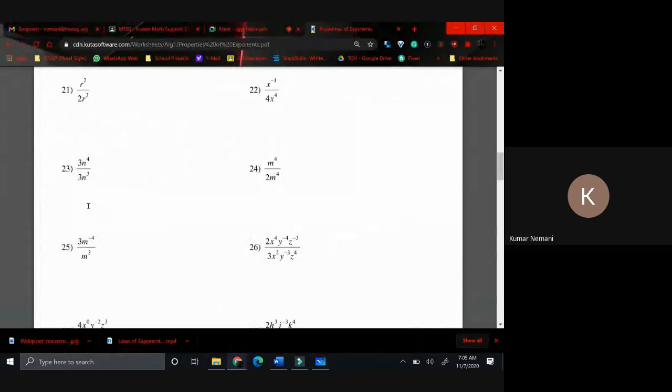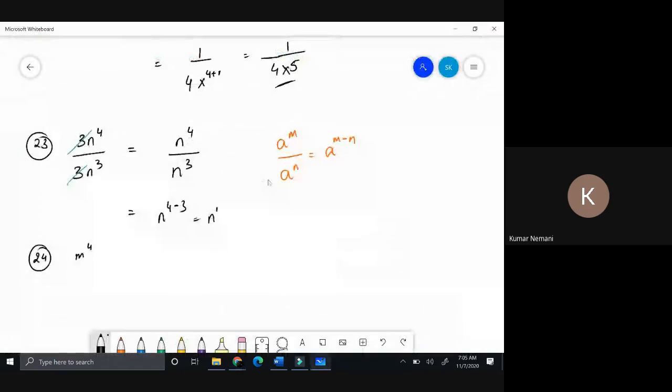25. Oh, I think you have 24. m power 4 divided by 2 m power 4. So now I'm going to split this and multiply and divide m power 4 by m power 4. You know that if the numerator and denominator are the same, you can simply strike them off and the remaining answer would be 1 by 2.